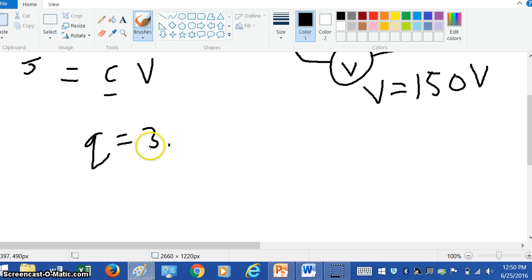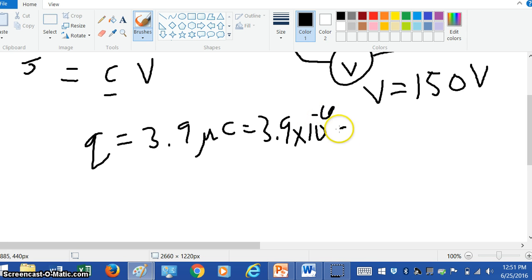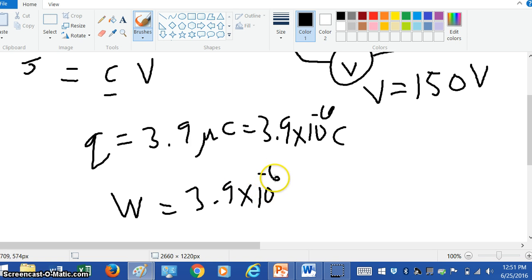So Q equals 3.9 microcoulombs. And that's equal to 3.9, and micro, if you remember, the metric prefix micro is times 10 to the minus 6th coulombs. And so we just multiply to figure out the work. It's going to be 3.9 times 10 to the minus 6th coulombs times our voltage, which in this case was 150 volts.